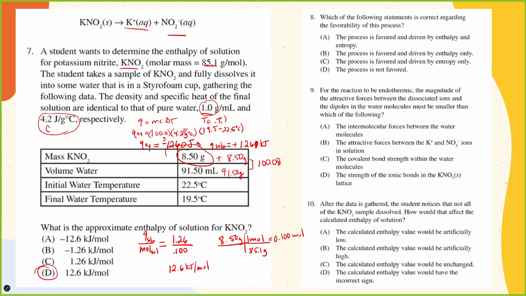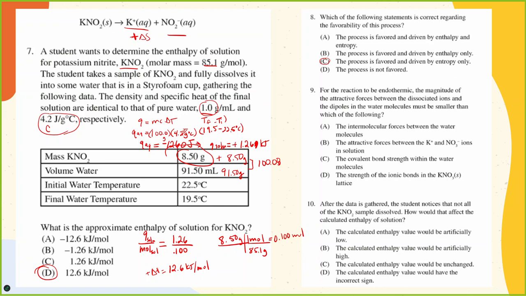Which of the following statements is correct regarding the favorability of this process? Well, we know it's endothermic because delta H is positive here. Positive delta H. We also know that the entropy increases because we're dissolving. So this is going to be a plus-plus situation. And this should be entropy driven. Favored driven by enthalpy and entropy? No, it's going to be favored only by the entropy because the enthalpy is endothermic.